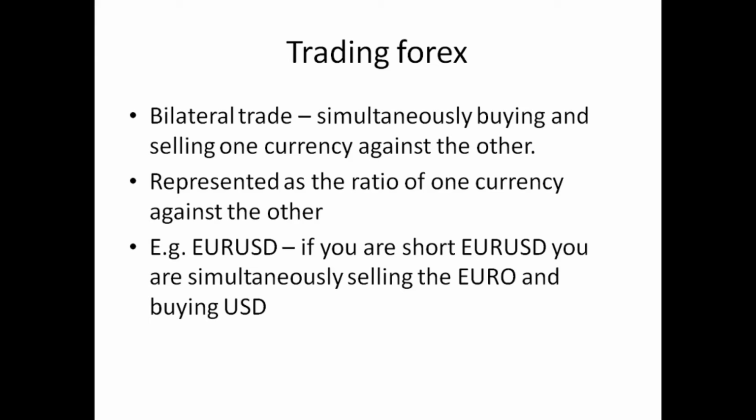The price of a currency pair is represented as a ratio of one currency for the other. So for example, the Euro USD is the amount of US dollars you'd get for 1 euro, and it may look like 1.1101 or whatever the current value is. So if you are changing 1 euro for US dollars, you're going to get $1.1101 for that 1 euro.